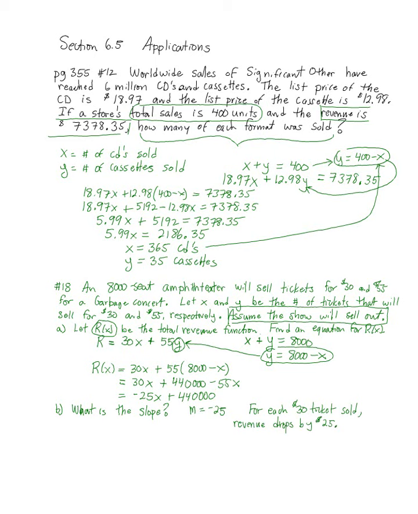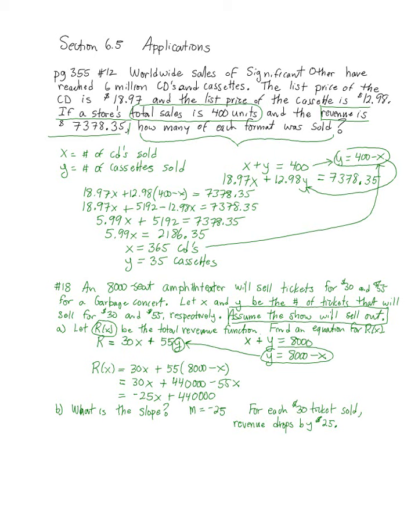Well, that makes sense, because if I sell a $30 ticket, it means I didn't sell a $55 ticket. If I could sell the $55 ticket, I'd make $25 more, right? 55 minus 30 is 25. So conversely, if I sell one extra $30 ticket, then I lost potentially $25 that I could have had by selling it as a $55 ticket.